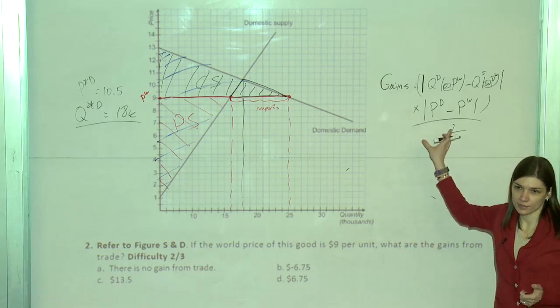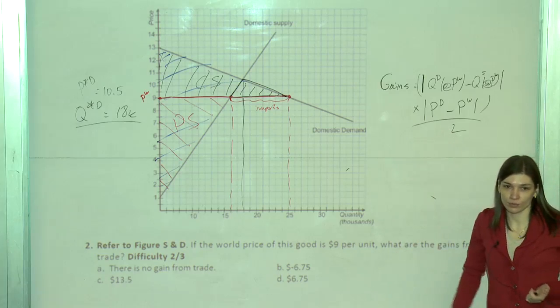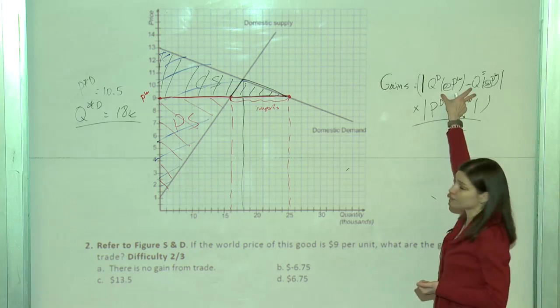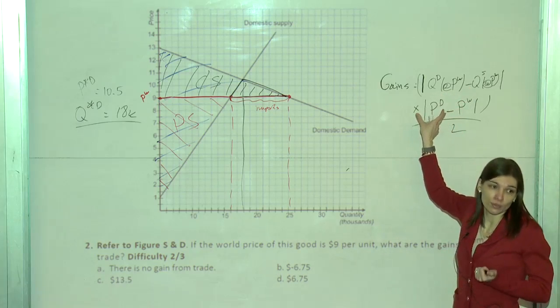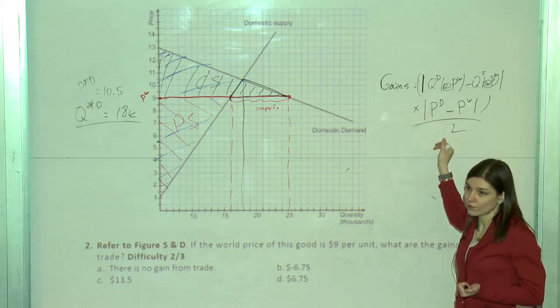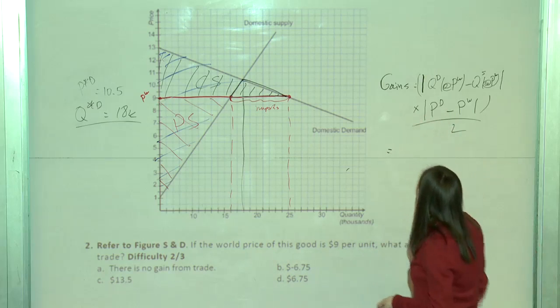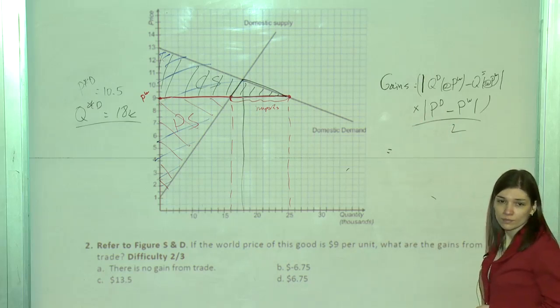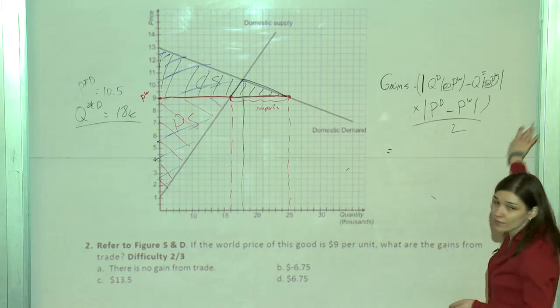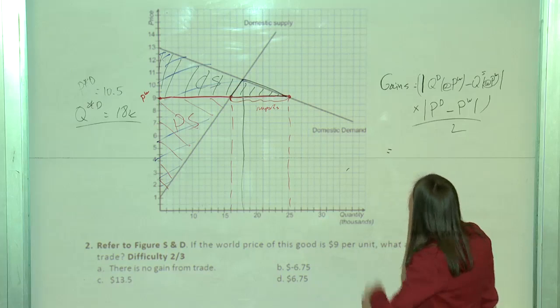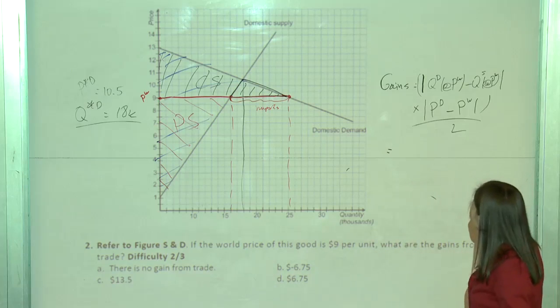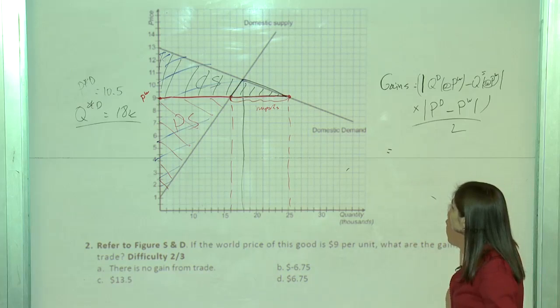So you can apply this whether you have exports or imports. This is the amount of units that we export or import, and this is the difference between the two prices. The whole thing divided by 2. Right. So what is the question? Multiplying those together? Yeah, I just didn't have space to put it there, sorry.